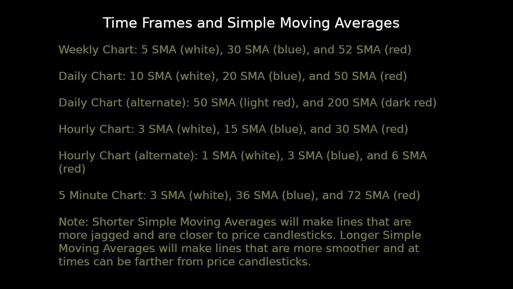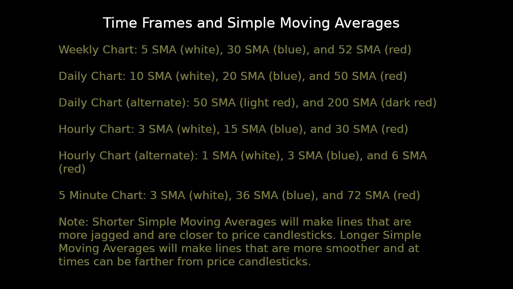For the hourly chart, I use a 3 simple moving average colored white because there are 3 hours in half a trading day, a 15 simple moving average colored blue because there are 15 hours in half a trading week, and a 30 simple moving average colored red because there are 30 hours in a trading week. You can do a search on simple moving averages to get a more in-depth idea of what settings you would like to use for each time frame. You may find that by adjusting these settings to different numbers that it fits your personal trading style better.